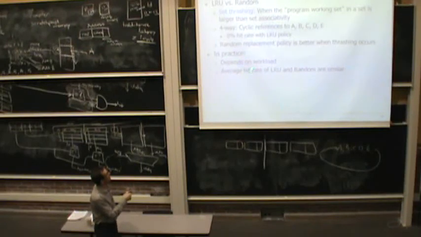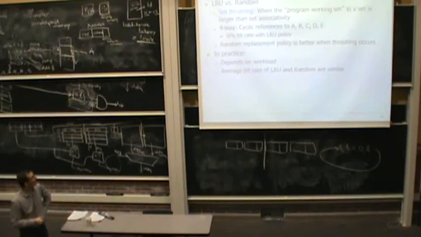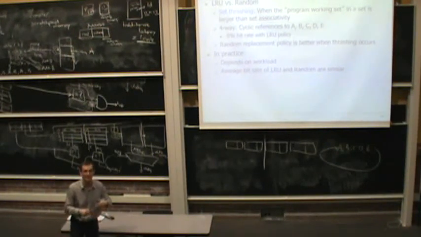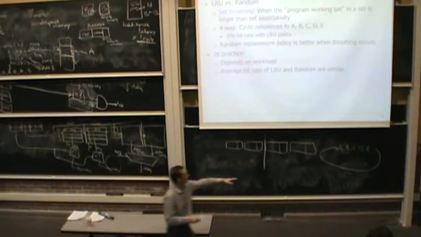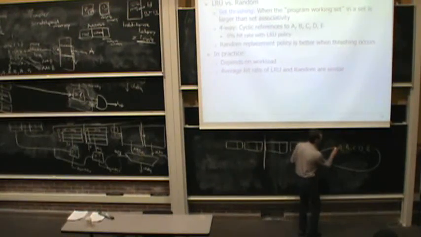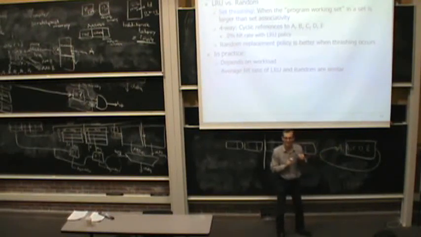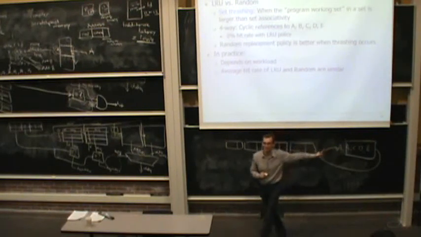In practice, well, this depends on the workload. An average hit rate of LRU and random are similar. And similar because there are quite a few workloads that exhibit something like this or something similar to this. And on those workloads, random replacement policy actually does significantly better than LRU. So in a sense, if this is your access pattern, what you really want is to say, okay, I'm going to cache only these, and they'll remain in the cache. Okay? Then you really get 80% hit rate in this access pattern. Right? So you should do better than random in this case, if you're smart enough to detect this access pattern.